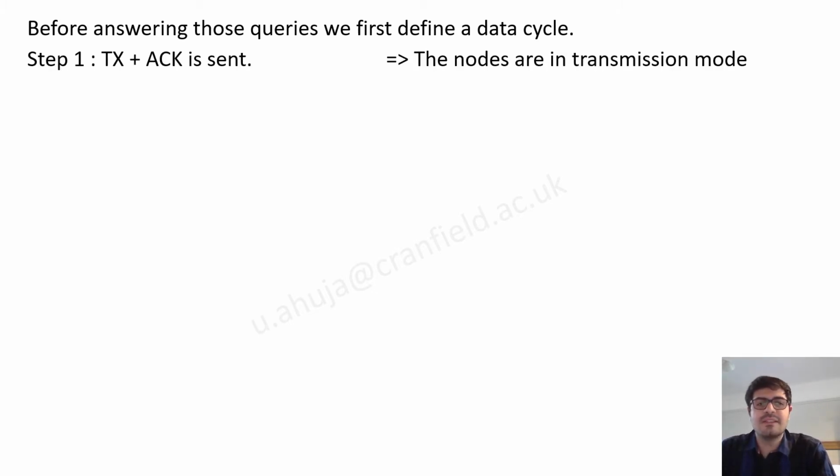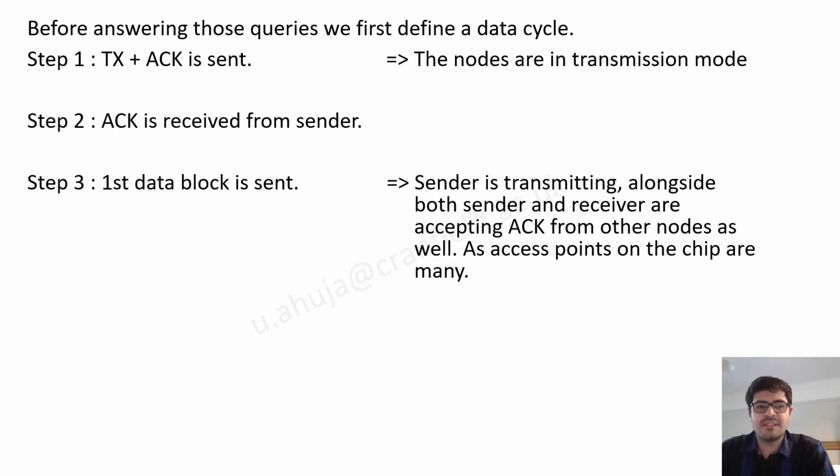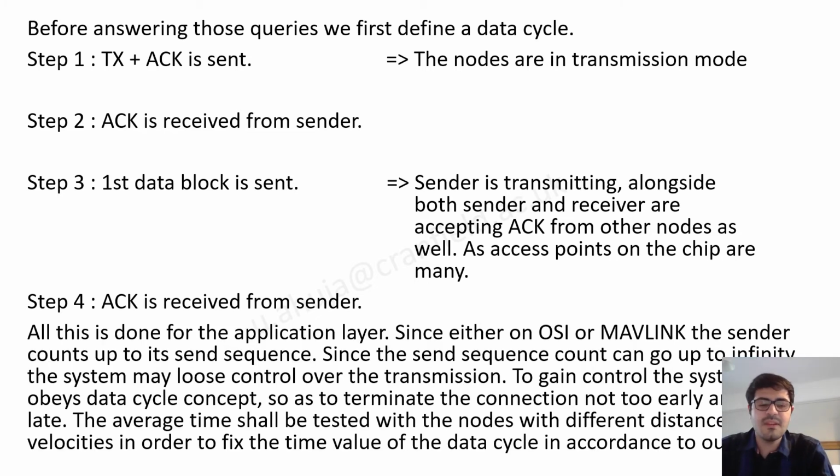So step 1, TX plus acknowledgement is sent. Okay, the node is in transmission mode. This is step 1, where we are defining the data cycle. Step 2, acknowledgement is received from the sender. Step 3, the first data block is sent, and the sender is transmitting. Alongside, both sender and receiver are accepting acknowledgement from other nodes as well, as the access points of the chip are many. Acknowledgement is received from the sender. This is defined as one data cycle. So this whole step from 1 to 4 is assigned as one data cycle.